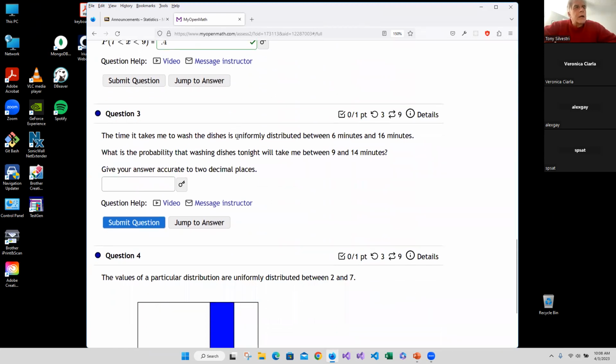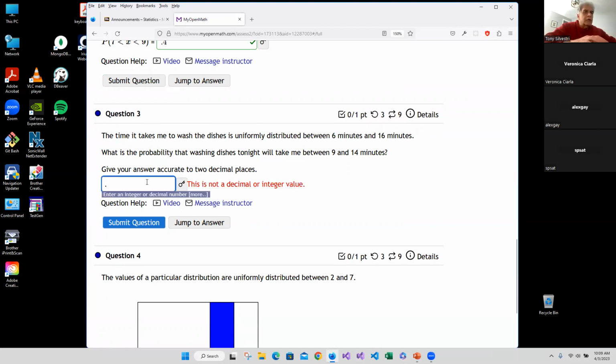Now let's do question 3. The time it takes me to wash dishes is uniformly distributed between 6 minutes, the minimum, and 16 minutes, the maximum. What's the difference between 16 and 6? It would be 10 minutes, and everything is uniformly distributed amongst those 10 minutes. What's the probability that washing dishes will take me from 9 to 14? Well, the overall is 10 minutes, and all we care about is the time between 9 and 14. The difference between those is 5. 5 over the overall 10 would be 1/2, 50%, 0.5.